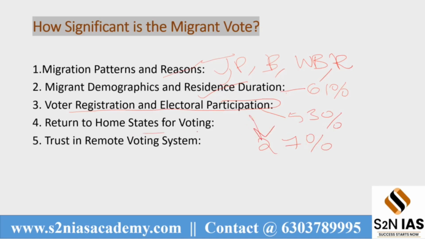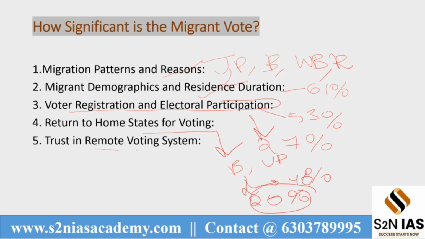Next, return to home state for voting. Migrants, particularly from Bihar and UP, maintain connections to their home state by going back to vote, especially in local and state assembly elections. The reasons for returning to vote include exercising their fundamental right to vote: 40% think voting is a fundamental right, and 25% use voting as an opportunity to visit their family.